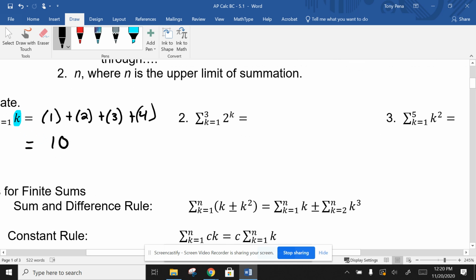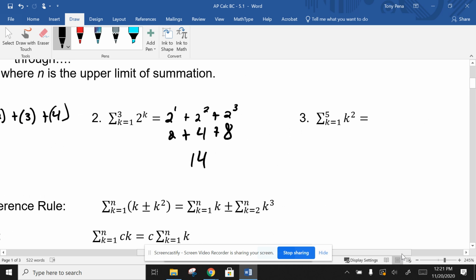It looks weird. There. Next one, starting at 1, we're going to plug in every integer from 1 through 3. So we would get 2 to the 1, 2 to the 2. And since our upper limit is 3, when we get to the 2 to the 3, we stop. So that is going to be what? 14. And then the last one, we're just squaring every integer from 1 through 5. Is that going to give us 55? All right, so easy enough.